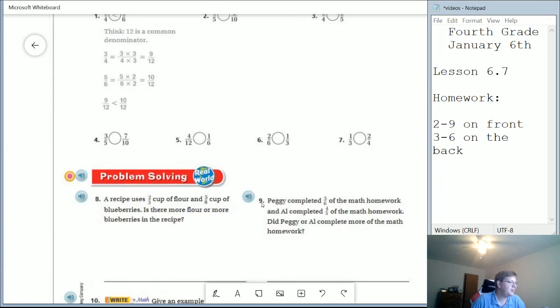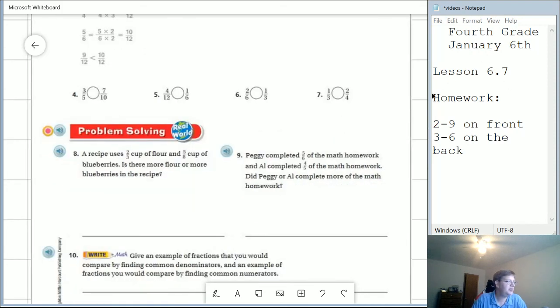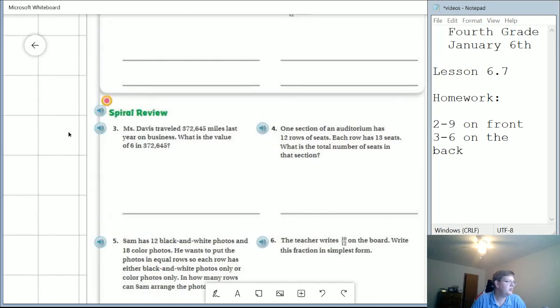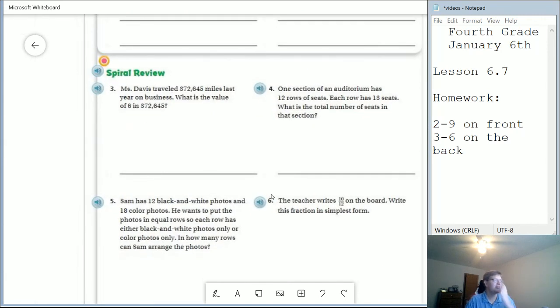Number 8 and number 9, you might want to make a picture to help you figure that out for both of those. Yeah, you'll want to make a picture for both of those to help you. We're not doing number 10. On the back, we are doing number 3 through number 6. So we want the value of the digit 6 in this number for number 3.